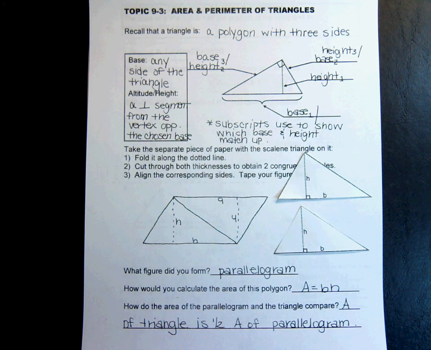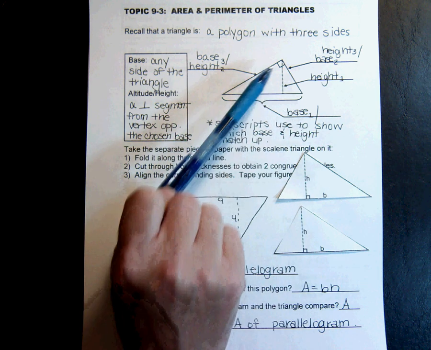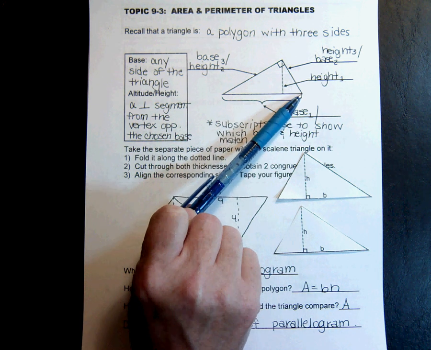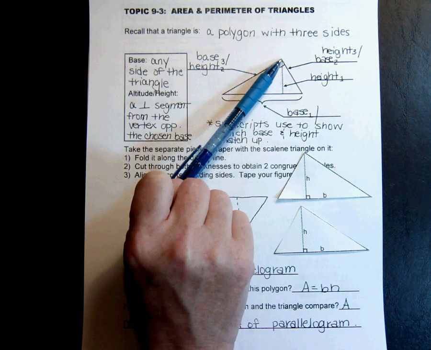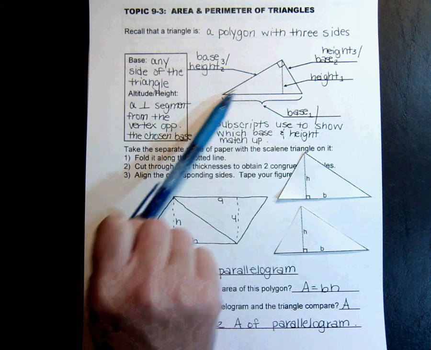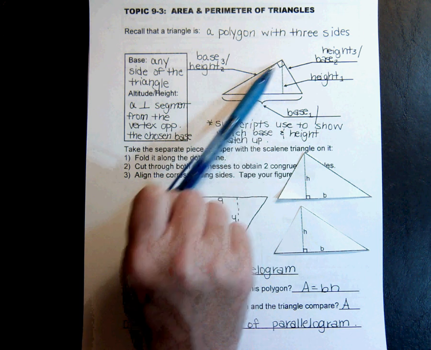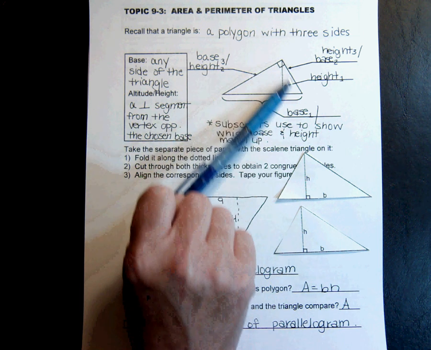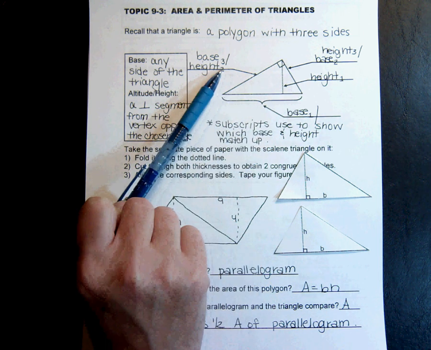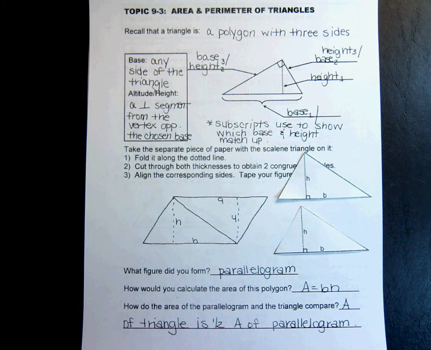The altitude is a perpendicular segment from the vertex opposite the chosen base. So notice if I use this base for base 2, then the height would be this one here. And if I use this one for the base, then this is the height. So corresponding subscripts go with the base and height that would match up.